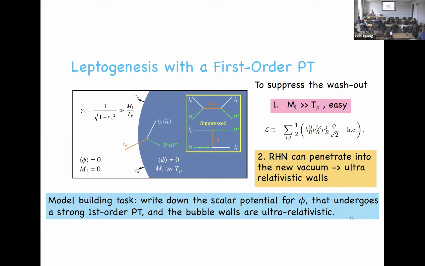Wouldn't it be more natural that right-handed neutrinos would just undergo full reflection from the wall because they are very massive on the inside? And then we very naively would like to reflect from the wall and go back. Yeah.